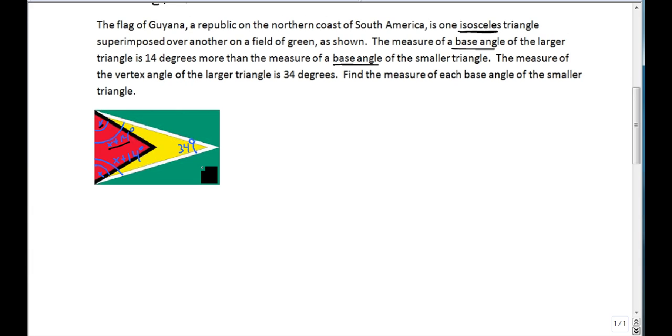Well, we can't do anything with the smaller one because we don't know what this is yet. So we know that x plus something, y, adds up to 180, but there's no other information there. However, on our larger isosceles, which has an angle 14 more than the other one, we have our first angle, x plus 14, plus our second angle, x plus 14, plus our vertex angle 34, and that's got to add up to 180. So we can use this to figure out what x is. Well, we don't need the parentheses. We can drop those.